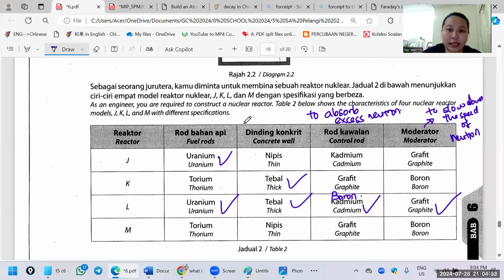Okay, concrete wall can block, like let the radiation won't penetrate it. So uranium compared with thorium, it has a huge nucleon number. Huge nucleon number means can use longer, means can have more nuclear reaction, means can have more fission.